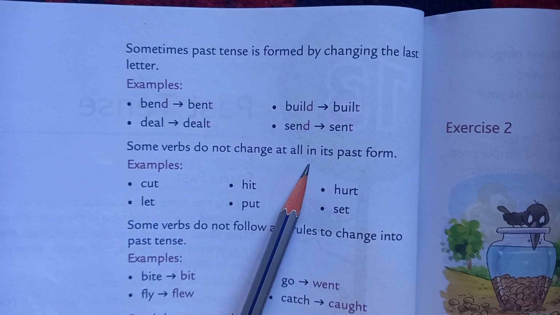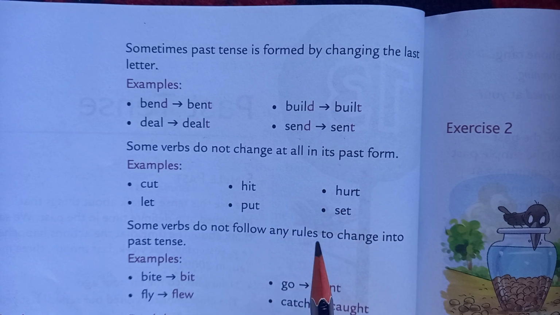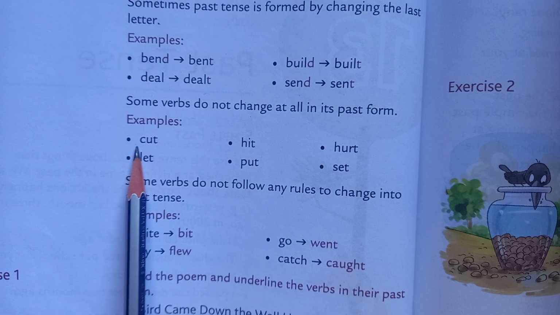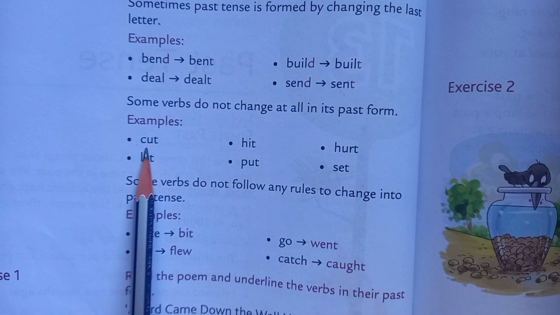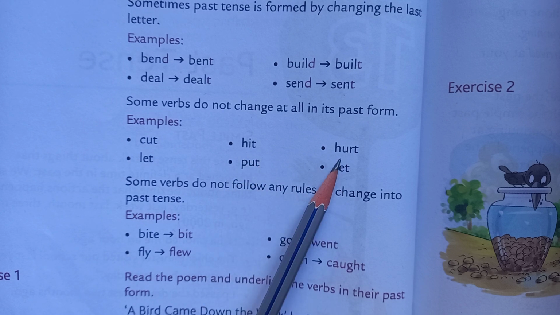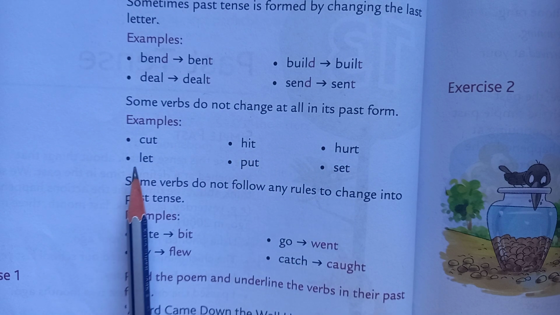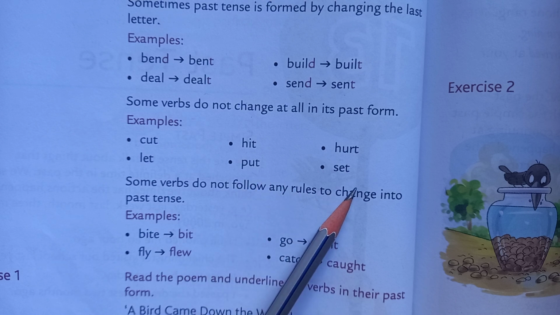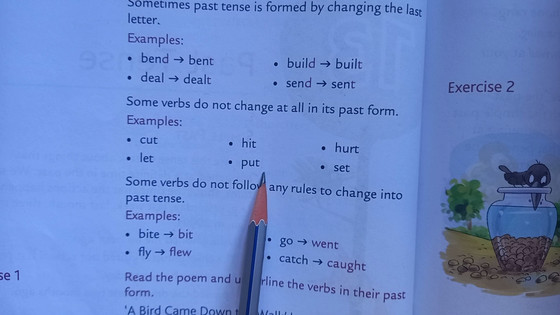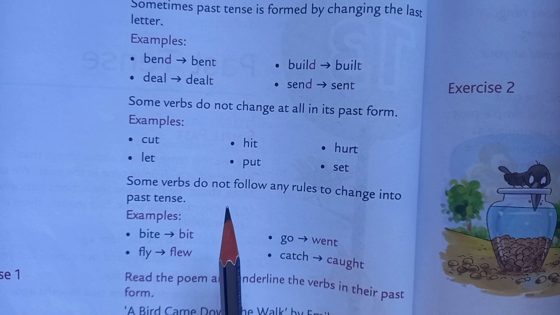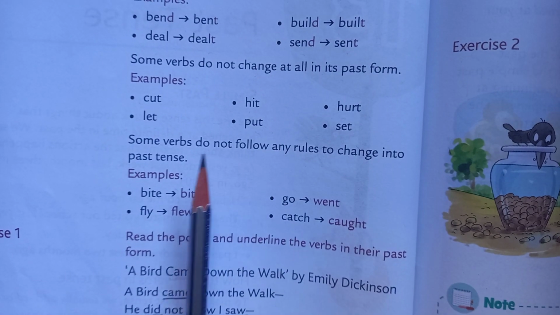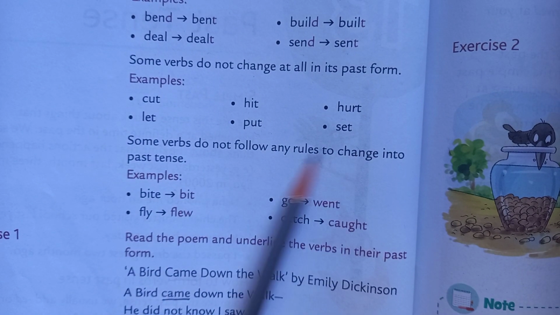Some verbs do not change at all in their past form. So some words remain the same in the past also. See, cut. Past of cut is also cut. Hit. Past of hit is also hit. Hurt, same, hurt. Let, put, set. So the past form of these words also remains the same. Means there will be no change in it when we change it into past tense or past form.